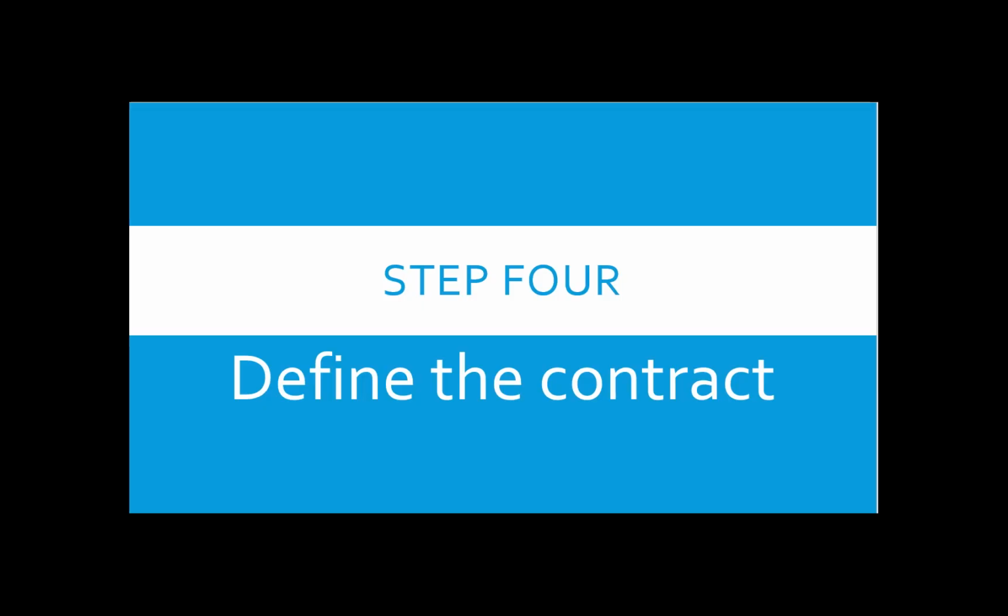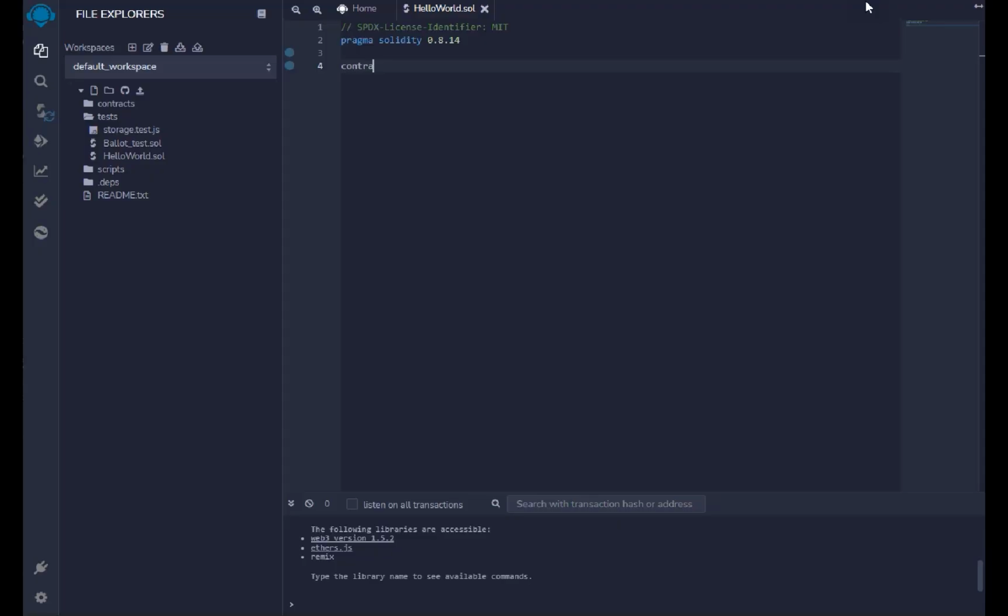Step 4. Define the contract. So now we type contract HelloWorld curly brace. I'm going to define a string inside the contract HelloWorld. So we do that by saying string public. Public means we have read access to this variable after we deploy the smart contract. We will name this variable myString. And we will set it equal to "hello world" semicolon.